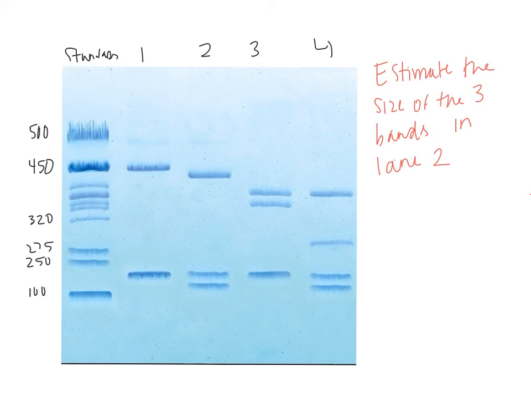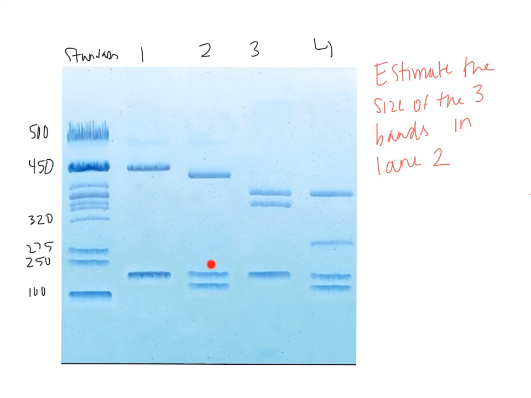So our question says estimate the size of the 3 bands in lane 2. So I'm only looking at lane 2. Okay? So the first thing is I look at this first band and I have to see where it fits on the standard. So if I take my band and I come over, I know it's below 450. So that means it must be smaller than 450. So it's probably around 430. So about 430 base pairs.